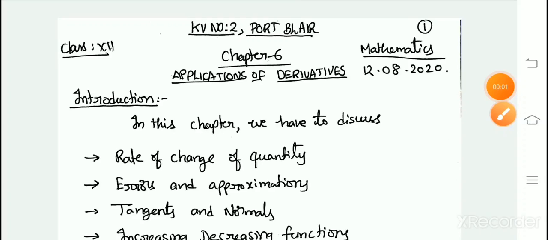Hello everybody, this is class 12th mathematics chapter 6, applications of derivatives. This is the first video which I am introducing on this chapter. This is the first video on this PDF.